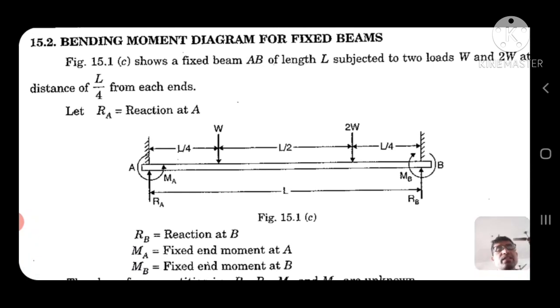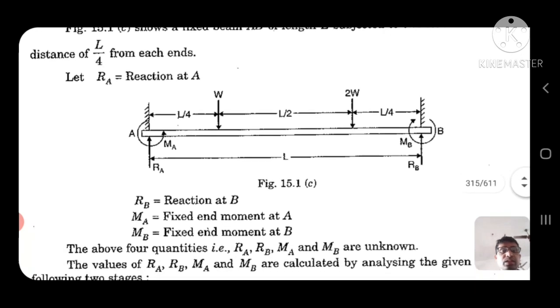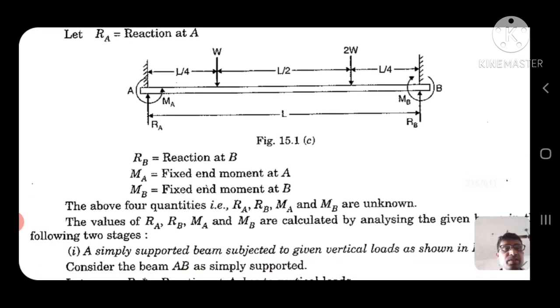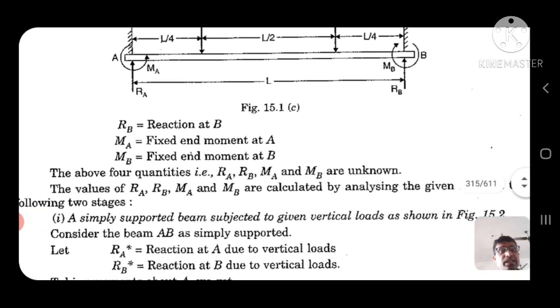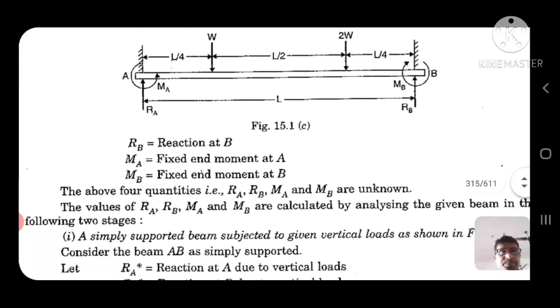First, look at the figure, look at the diagram. Both ends are fixed, so at both ends there is a support. There are two loads, one is W, another one is 2W. MA is the fixed end moment at A, MB is the fixed end moment at B. The above four quantities, RA, RB, MA and MB, are unknown. The values of RA, RB, MA and MB are calculated by analyzing the following two stages.